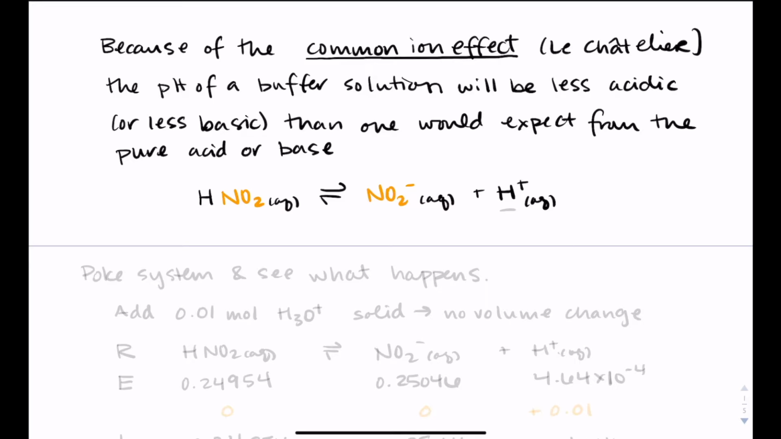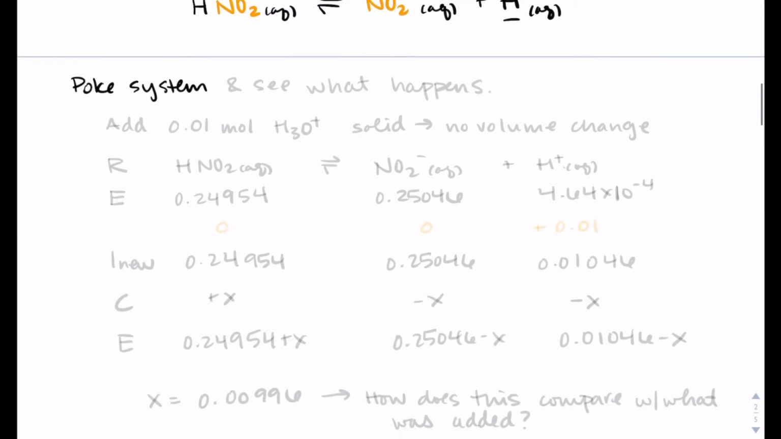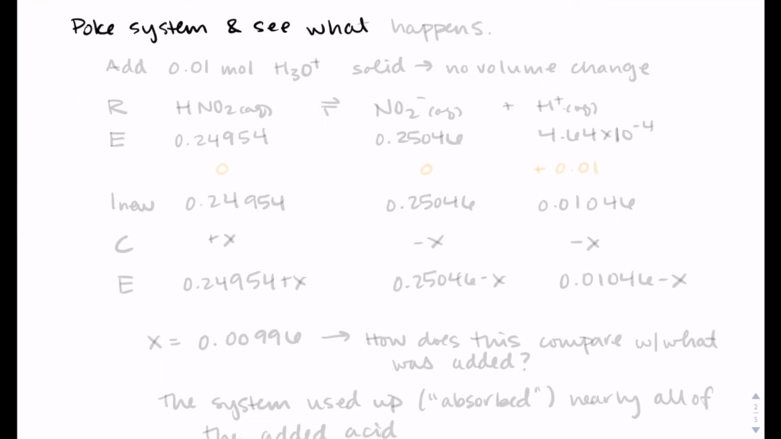So let's see how this works as a buffer. You can poke the system and see what happens. Now I'm going to continue with this equilibrium treatment, but once we have an equation that works just for buffers, that equation will be more straightforward. So my reaction is still the same, and I've filled in my equilibrium row.